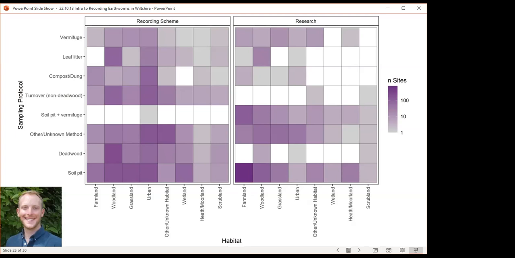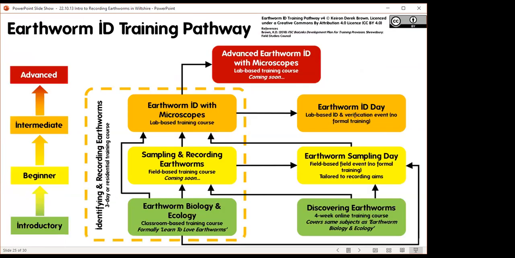But the data on the left-hand side shows that our recorders are looking in a wider range of habitats, and they're using a wider range of surveying methods. The one anomaly there is the soil pit plus vermifuge, and that's because our recorders, when they do vermifuge, tend to separate out the data. So they'll give us the vermifuge data separately from the soil pit data, so we're not really missing out on too much there. But this is part of a scientific paper that we'll be publishing next year. So more to come with this. And I'll mention a talk I'm going to do on this that's also free, that you can book on shortly.